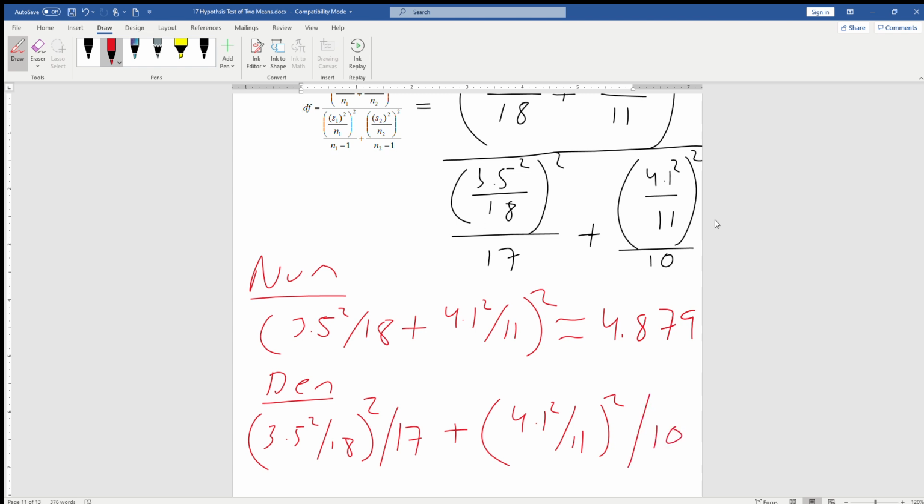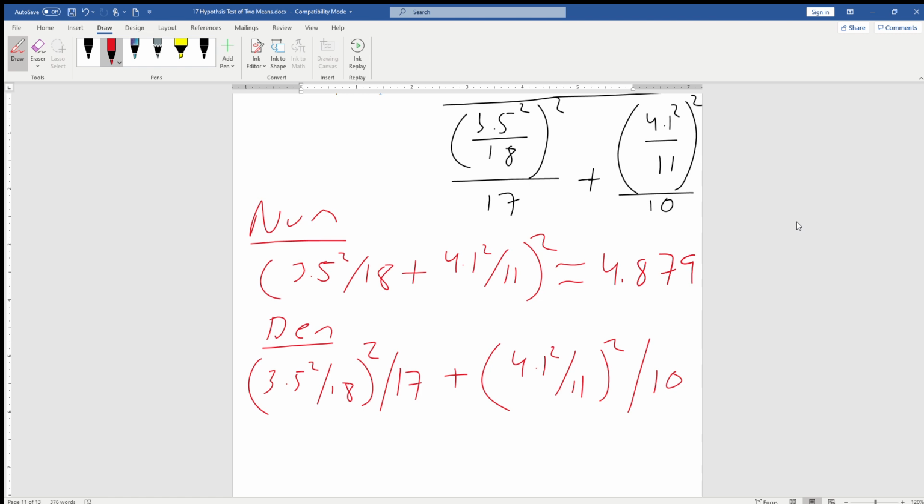So again, I'm going to type that into my calculator. And again, make sure you're typing this in as well, just to verify. And I got 0.261.